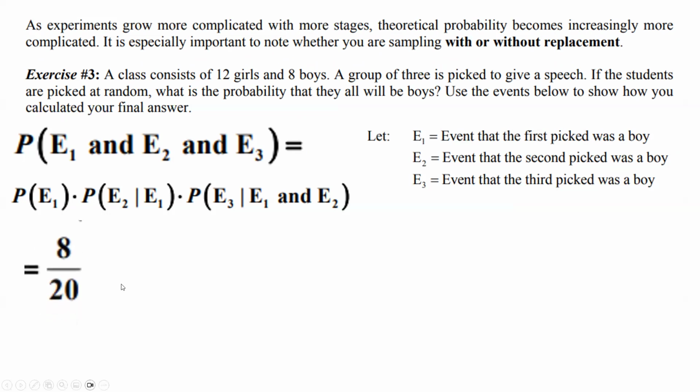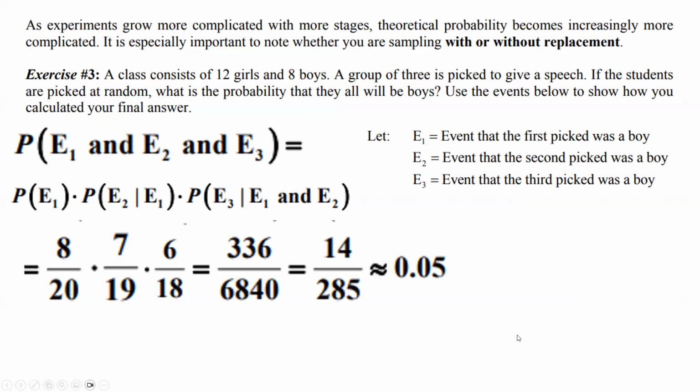Okay? But then if you think about it, if that boy goes, you can't count him again. So you have 1 less boy and 1 less total. So the next probability is just going to be 7 out of 19. Okay, that boy goes. Now we have 2 less boys, and another less total. So we end up with 6/18. Multiplying those probabilities together, we end up with a 5% chance that you're going to get boys on each of the 3 picks.